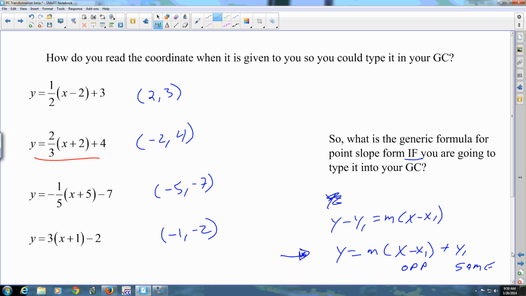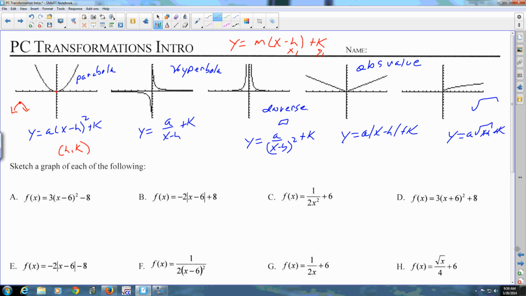That's the whole idea. Can you guys transfer the knowledge you have for a line to all other graphs that I'm going to give you? Yeah, you can. It's not that bad. Okay, now let me give you guys a little more information as we go about this.